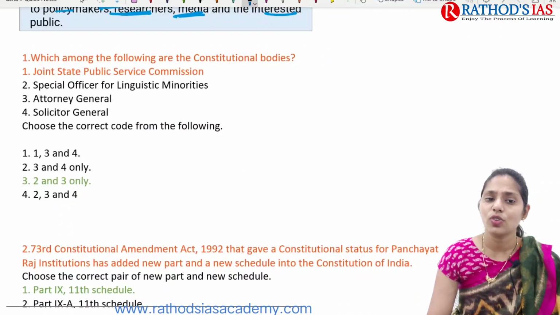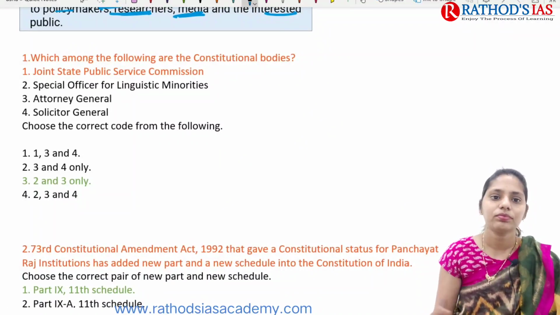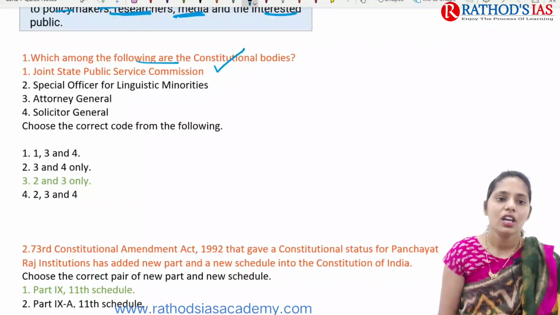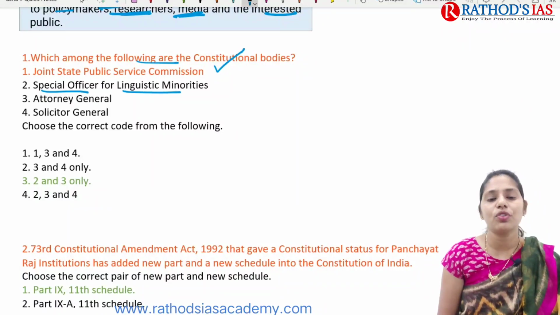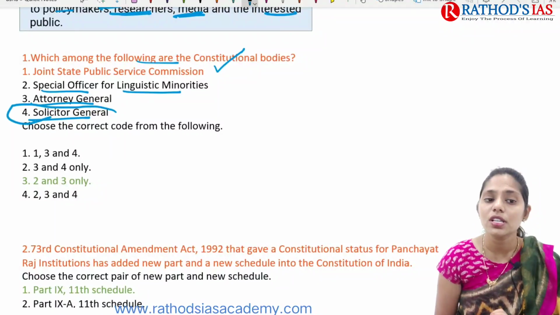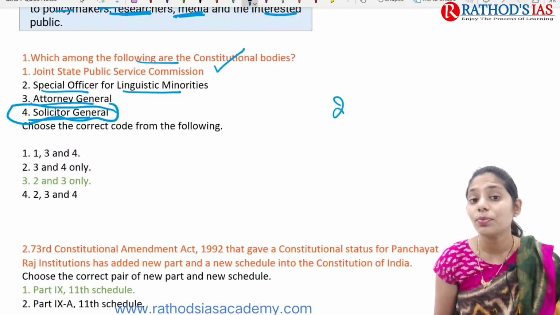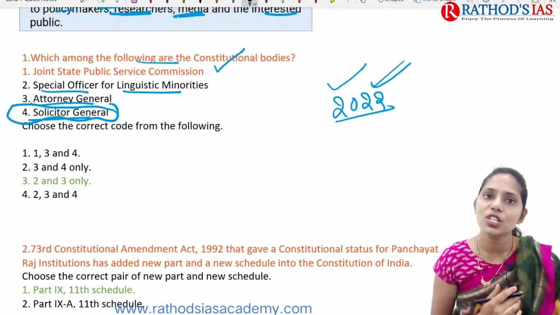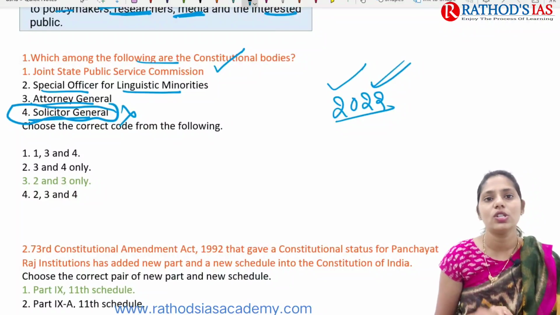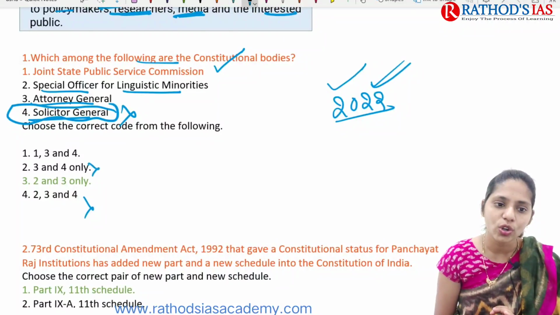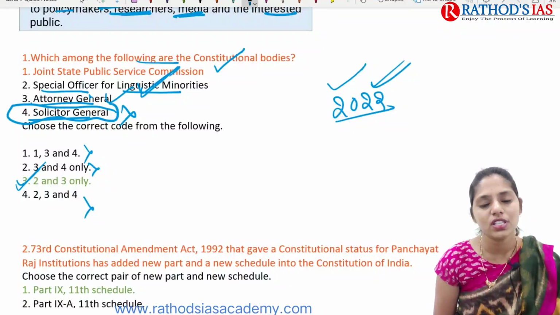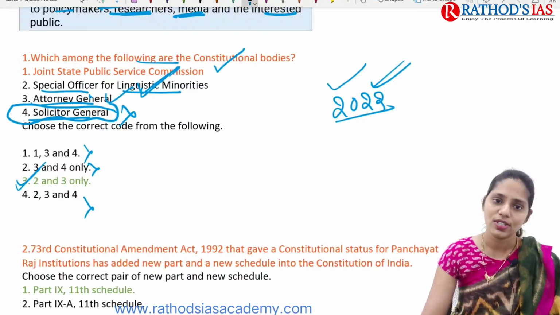And now let us try to see yesterday's questions. The first one is regarding constitutional bodies. Which of the following are constitutional bodies? The first one is Joint State Public Service Commission. Next one is Special Officer for Linguistic Minorities, Attorney General and Solicitor General. So Solicitor General and Additional Solicitor General do not come under constitutional bodies. In prelims 2022, there was one question regarding this Solicitor General, whether he will participate in the proceedings of the Parliament or not. Actually he is not a constitutional body. So we can eliminate this fourth option, and the correct option will be 2 and 3. So Attorney General and Special Officer for linguistic minorities are constitutional bodies.